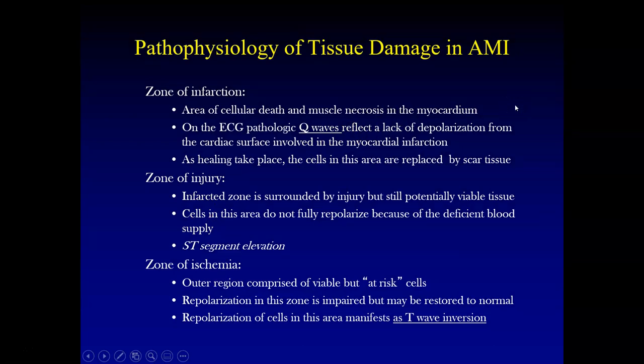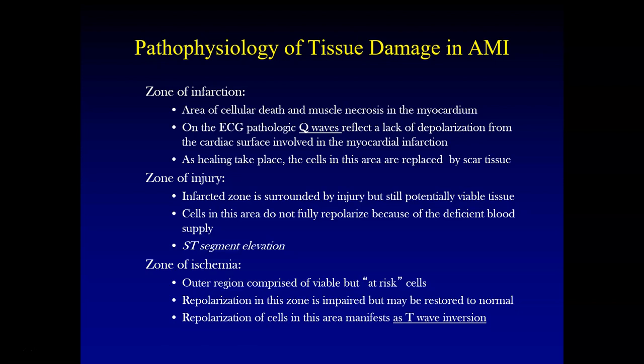I definitely need you to understand these concepts. Yeah, you definitely need to know these. The zone of actual infarct, so where the event is actually physically occurring, okay? And this is the area of cellular death and muscle necrosis, typically distal to the coronary artery occlusion. On the ECG, you're going to see those Q waves, lack of depolarization from the cardiac surface, because they can't conduct. There's nothing to conduct. The cells can't communicate. They're dying. The cells are no longer transmitting any kind of electrical impulse across the surface into other cells.